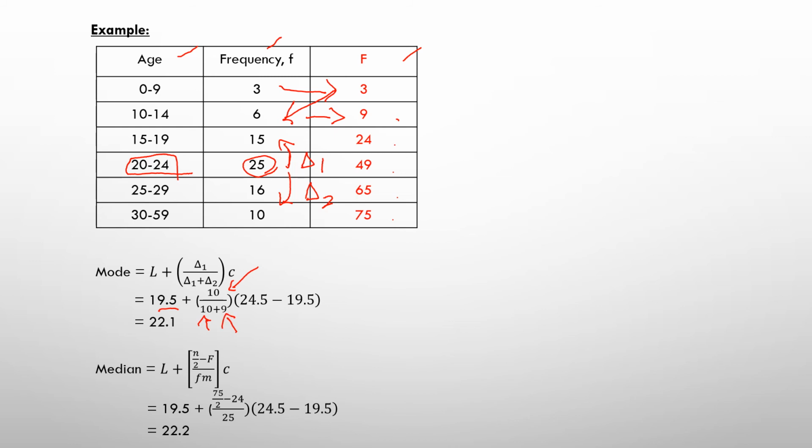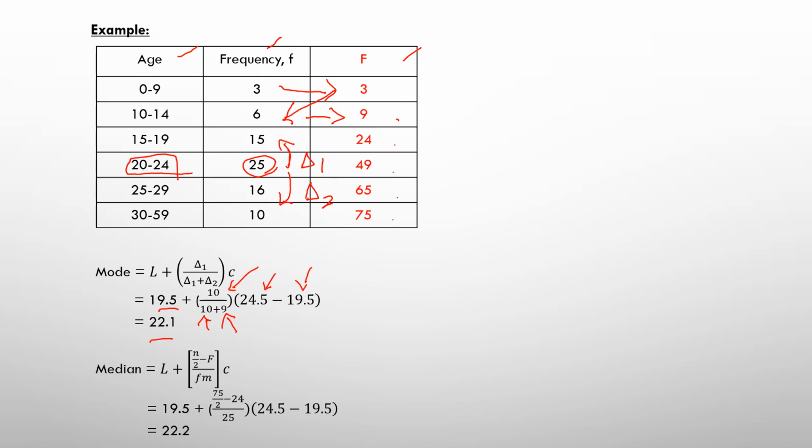Okay. And C is the class width. You have to use the upper boundary minus the lower boundary of the modal class. So 24 plus 0.5, 24.5, minus 19.5. So you get an answer of 22.1.